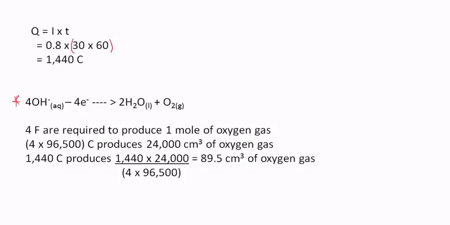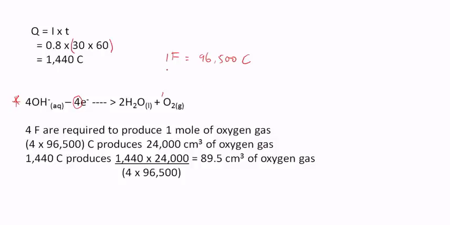Now what does the equation tell us? Now you notice there's a 4 in front of here. Alright, so that tells us that 4 Faradays are required to produce, remember in front of this oxygen here there's a 1, it is understood that it is a 1 there. So 4 Faradays are required to produce 1 mole of oxygen gas. Therefore, you know the 1 Faraday is equal to 96,500 coulombs. So therefore 4 multiplied by 96,500 coulombs produces 1 mole of gas, which is 24 dm cube or 24,000 cm cube of oxygen gas.